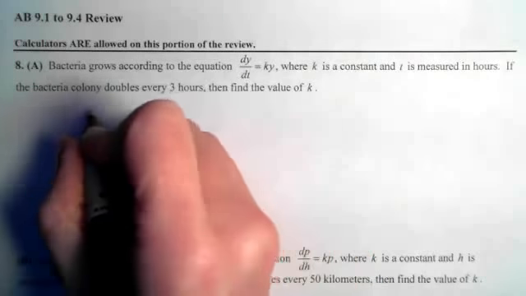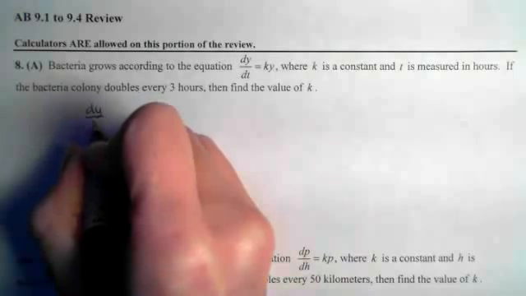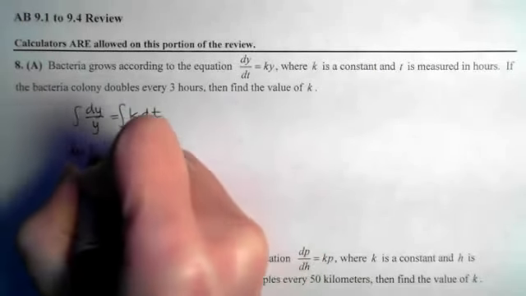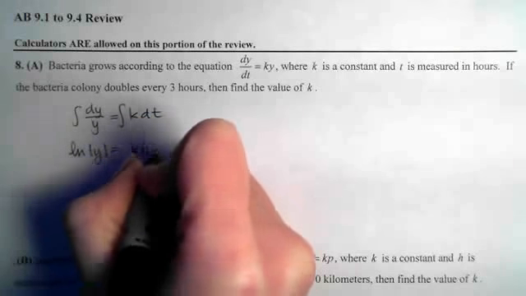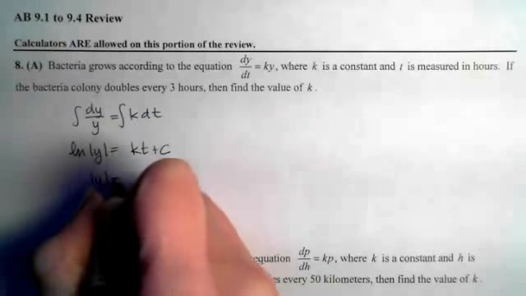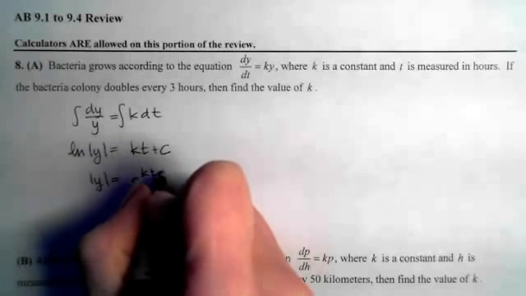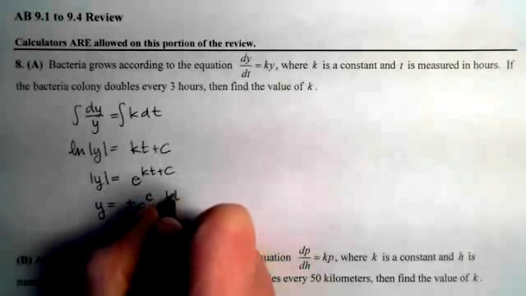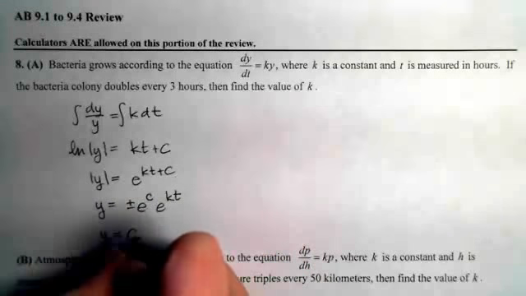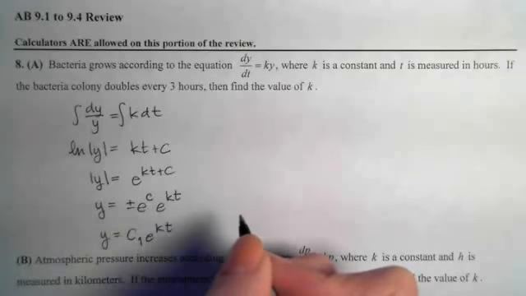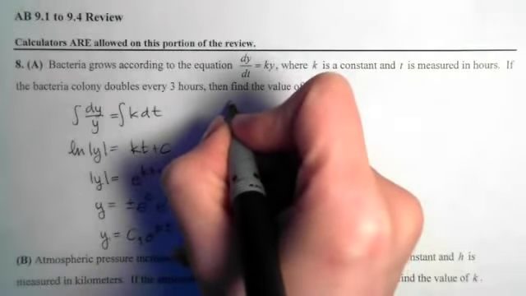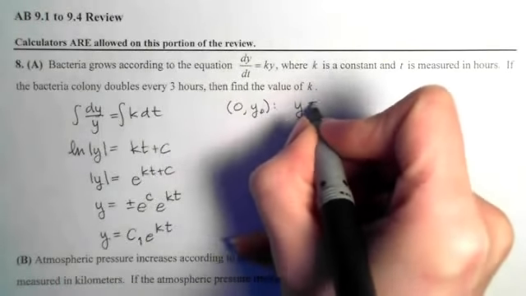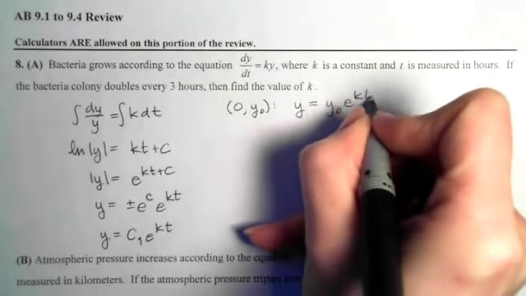So we can first separate the variables, do our antiderivatives, isolate, separate, and rename, and we can say at time equals 0 we have an initial number of bacteria, so we can end up with that solution that we're going to shortcut from here on out.